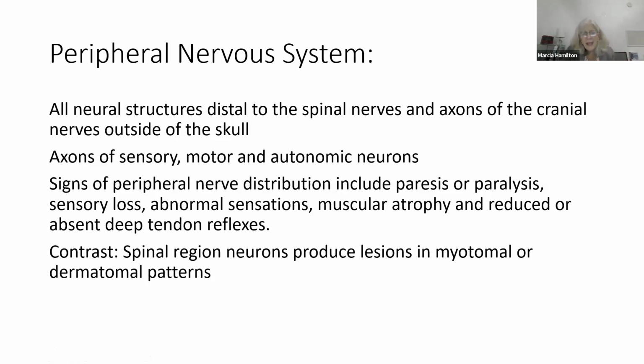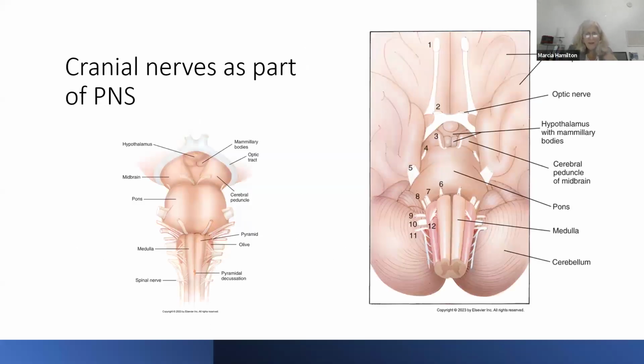Some of the things that can happen are paralysis, sensory loss, abnormal sensation, atrophy, or difficulty with tendon reflexes. So we know that spinal region neurons will produce lesions in myotomal or dermatomal patterns. So when we think about this, our cranial nerves, I'm going to bring you back to the cranial nerves. So looking at the cranial nerves, did anyone do this as part of anatomy?